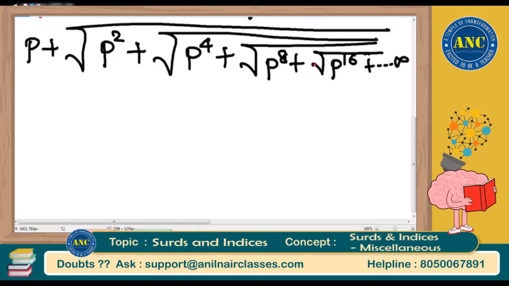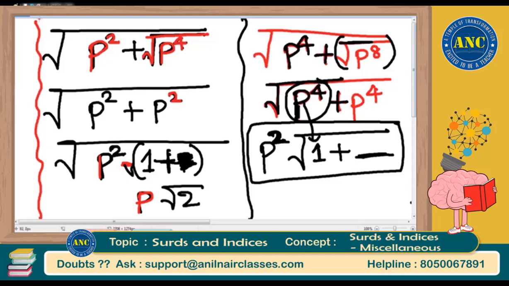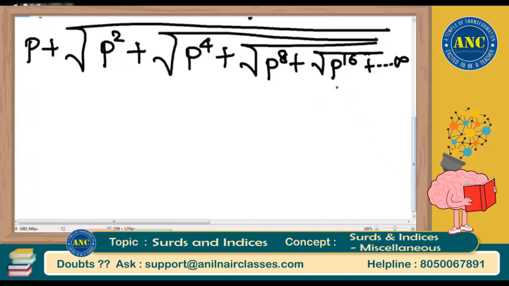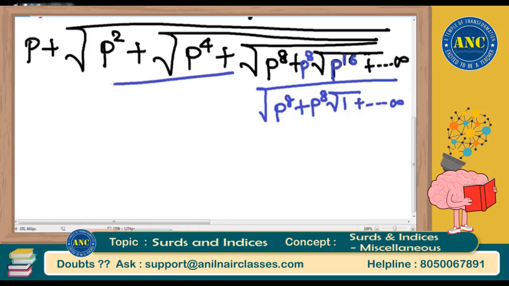I will tell you a very easy way, using what I just now told you. If this is p power 4, if I take it outside the square root, it becomes p square. Inside the square root, it will be 1 plus something. Same logic: this is p power 16. Outside the square root, it will be p power 8. Inside the square root, it will be 1 plus something. These infinite terms will keep continuing.